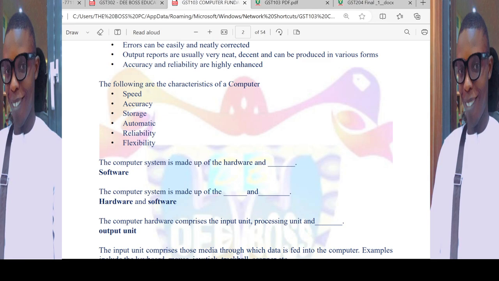Flexibility, it can really be changed. You can work on your system, adjust it one or two ways enough for it to give you a different outcome. Okay, it's not rubber stamp. This is how it's going to be. So those are the different aspects of the computer.